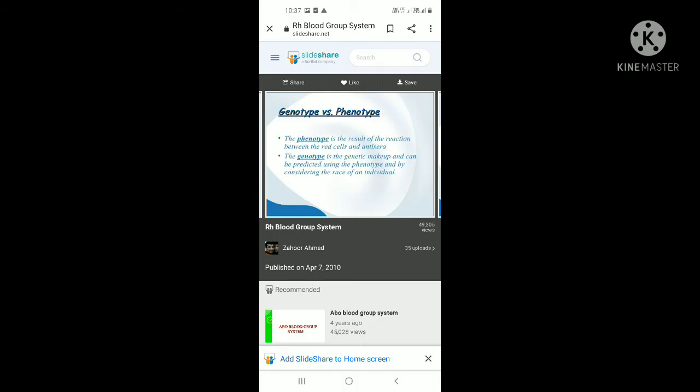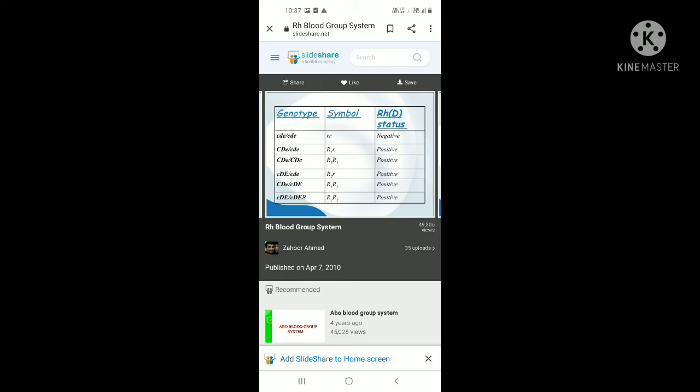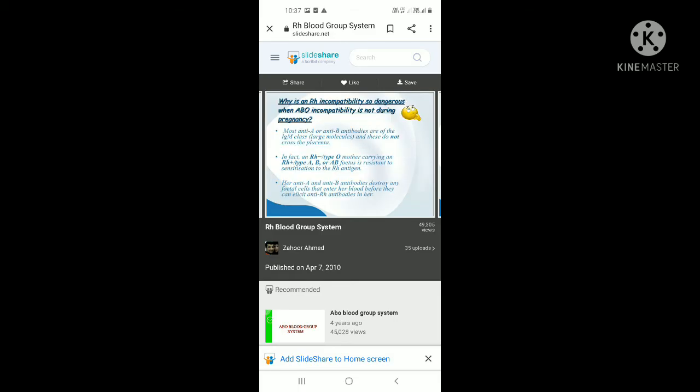Here different types of genotypes versus phenotypes have been shown. Basically, this is the genotype, capital and small CDE. Here we have seen different types of arrangement. And why is Rh incompatible?